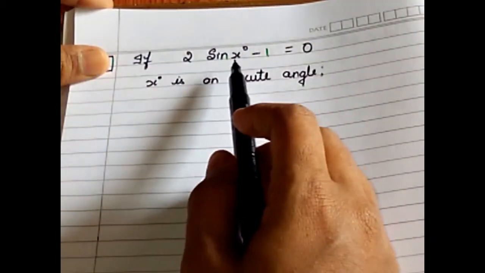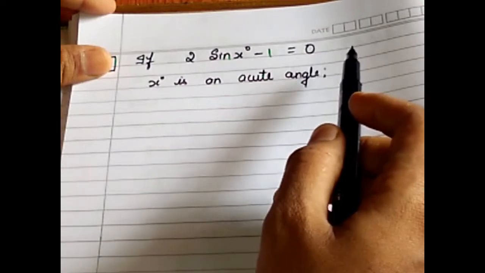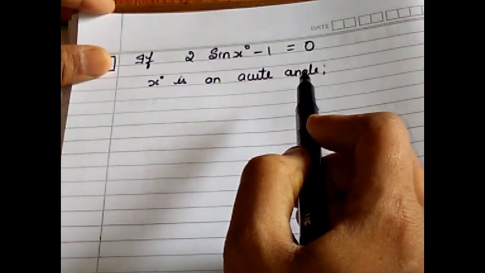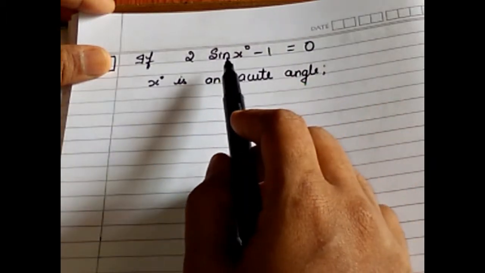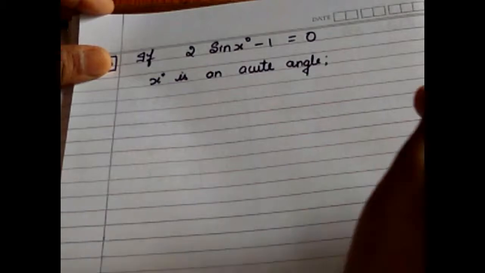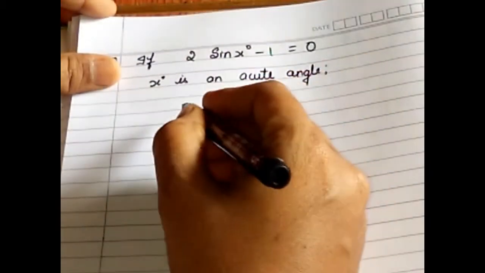If sine 2x degree minus 1 is equal to 0 and it is said that x is an acute angle, we need to find the measure of sine x and what is x, and based on that cos x and tan x. Let us do one by one.